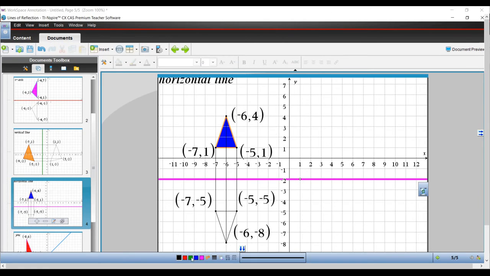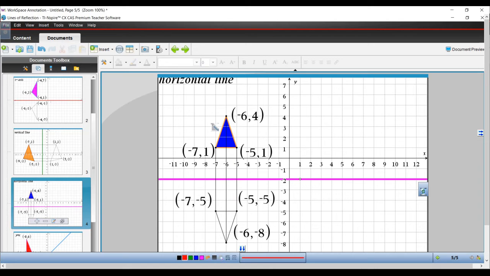So if we mark off distances right now, for example, from there to there, it's 3 units, right? 1, 2, 3. From there to there, it's 3 units. That is also 3 units. If I go from there to there, 1, 2, 3, 4, 5, 6 up from the line. And that one is 1, 2, 3, 4, 5, 6 down. So this one is 6 units.